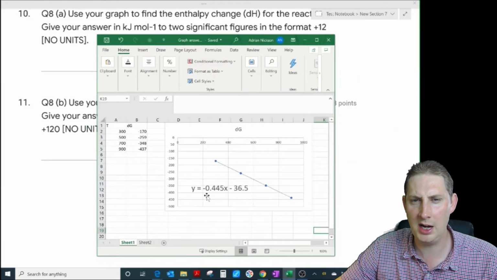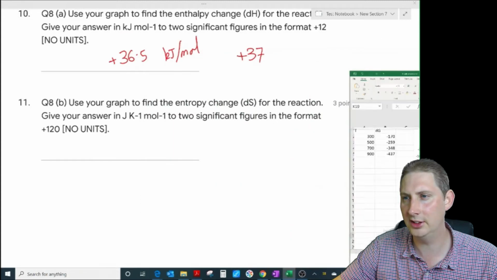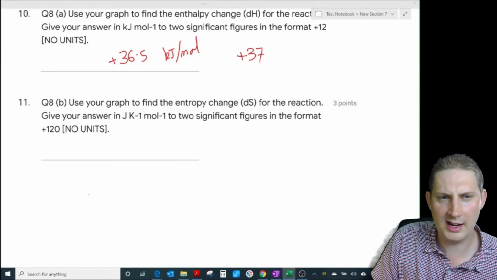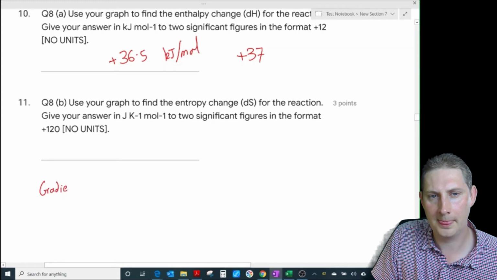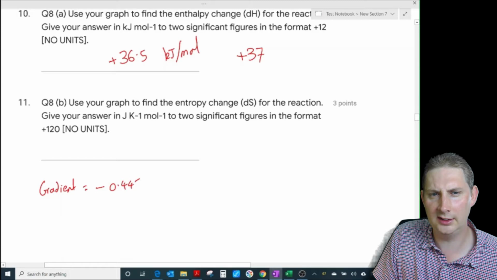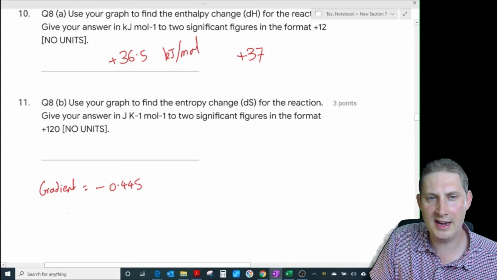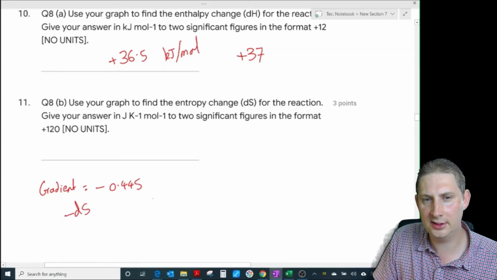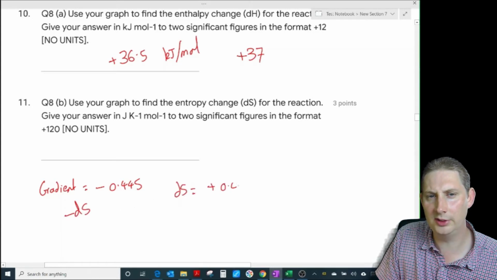You can see here it's minus 0.445, the gradient. So the gradient is minus 0.445. So, first thing, the gradient is minus delta S, so therefore delta S is plus 0.445. Lots of people forgetting that.